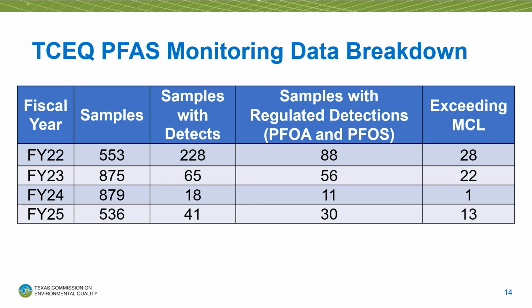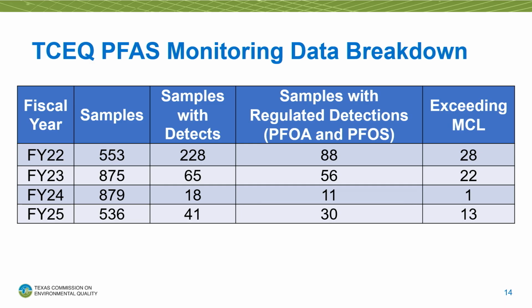And then for FY 2025, so far, this was from June of 2025, 536 samples have been collected. Of those, 41 had a detect of one of the 29 PFAS, and then 30 had a detect of PFOA or PFOS, and then 13 exceeded the MCL.